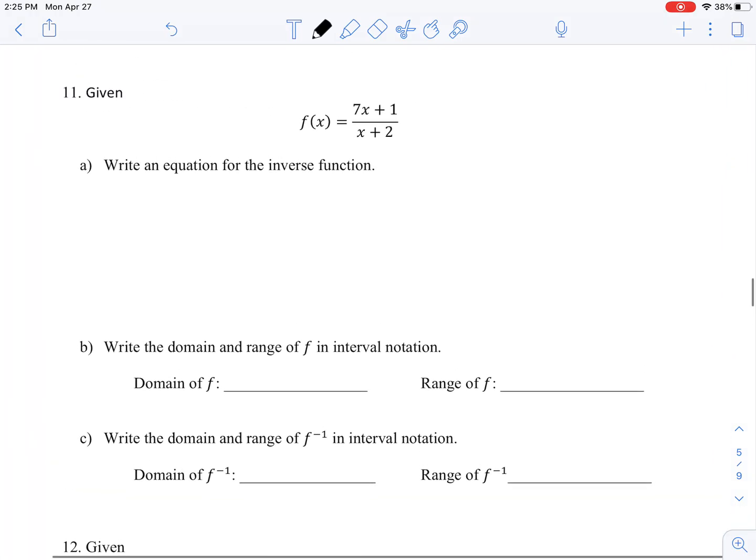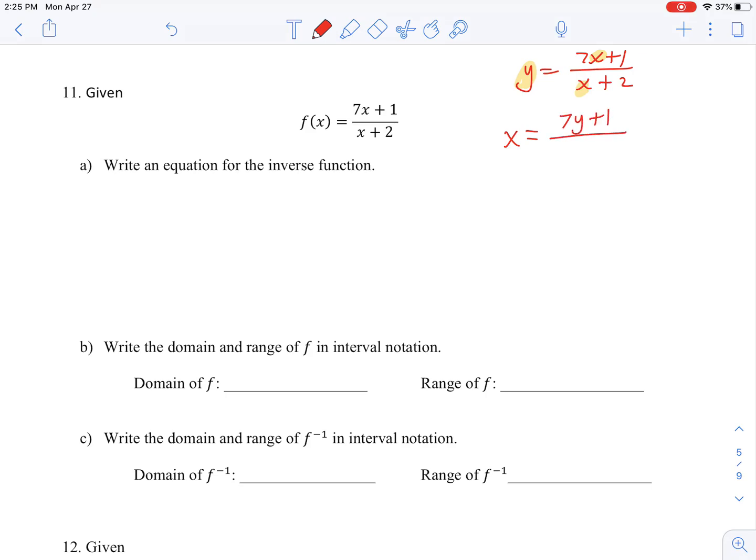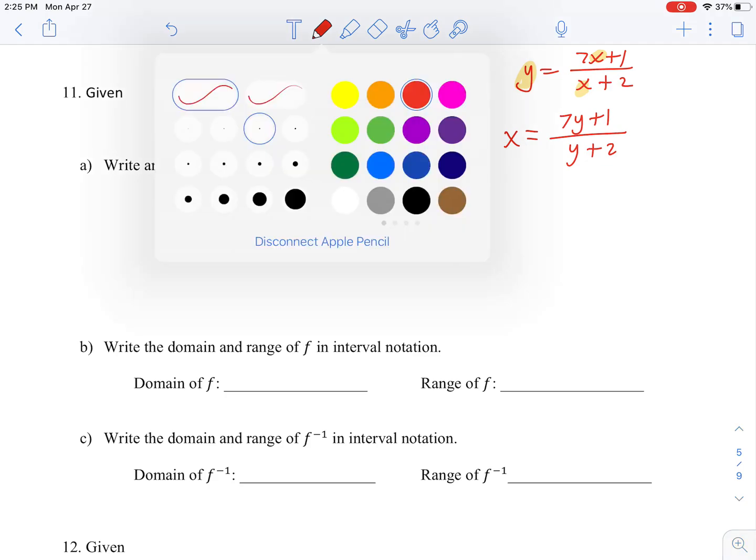inverse. So let's write the inverse function for this f of x first. Let me rewrite f of x as y equals 7x plus 1 over x plus 2 so that I can switch the x and y. Okay, that's how you write the inverse function, right? So write down x equals 7y plus 1 over y plus 2. We're solving this for y.